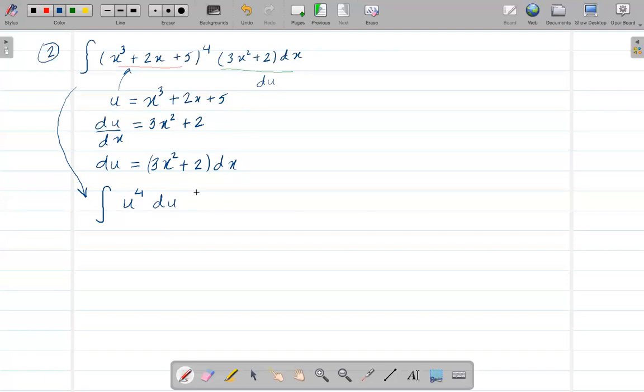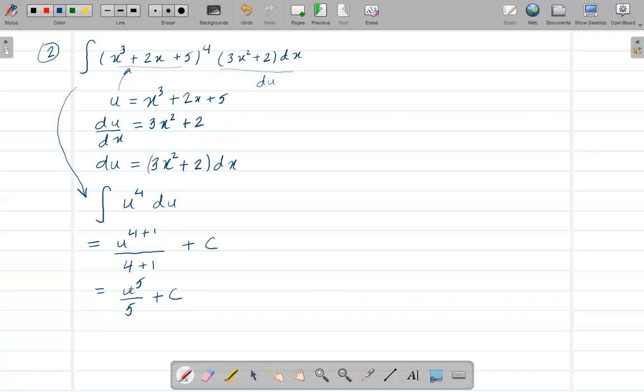So there you go. This is now much simpler to integrate, right? Using the integration technique, it will be u to the power 4 plus 1, divided by 4 plus 1, plus c, as I showed in the last video. So from here we get u to the power 5 divided by 5 plus c.